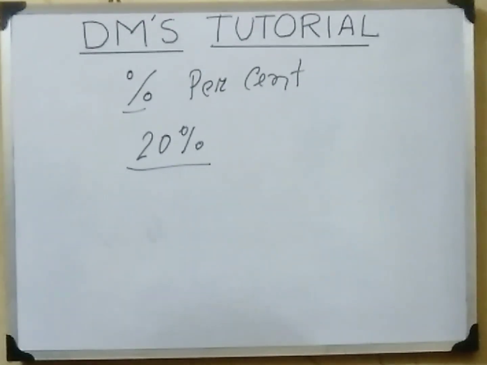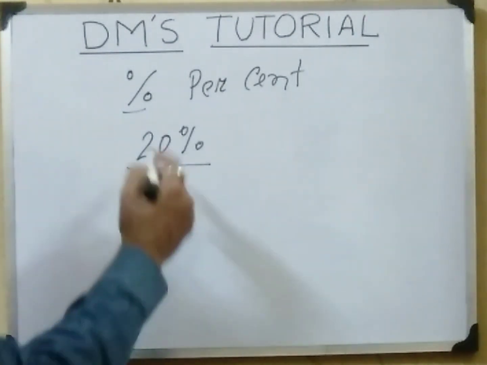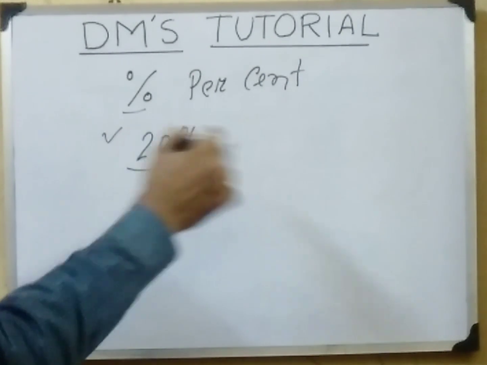So if you realize what the word percent means, then this is all clear to you. Percent means out of 100 equally distributed quantities, you are choosing some quantity from 100. That is the percentage. That is the percent. Here 20% means 20 out of 100.